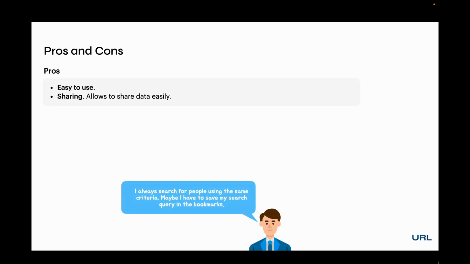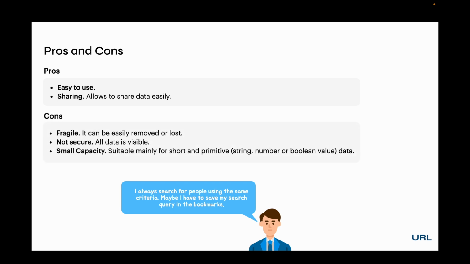URL search parameters are easy to use. They allow for easy data sharing between users and saving the page state in bookmarks. However, they are not good as storage because they are fragile, they can be easily removed or lost, they are not very secure, all data is visible, and they have small capacity. For example, in Microsoft Edge, it can include only 2000 symbols. It is suitable mainly for short and primitive data like string, number, or Boolean values.